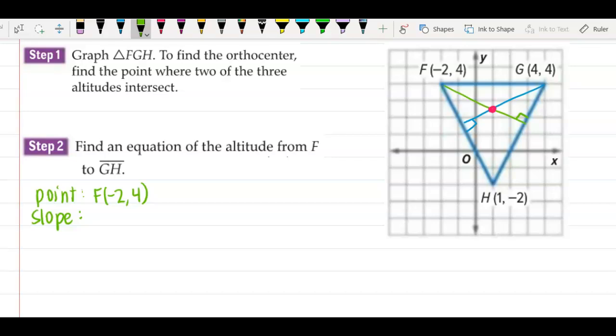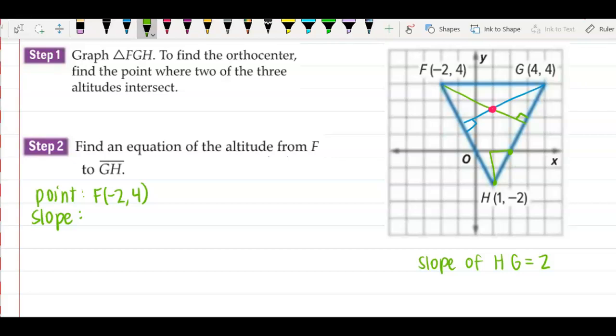it's perpendicular, so we can find the slope of HG. If we find the slope of HG, we would go up 2 and over 1. So our slope of HG is up 2 and over 1, so it would be +2. Sorry about that, there's the bell.